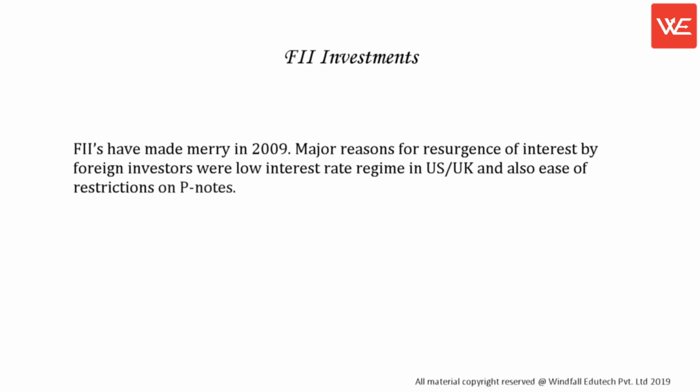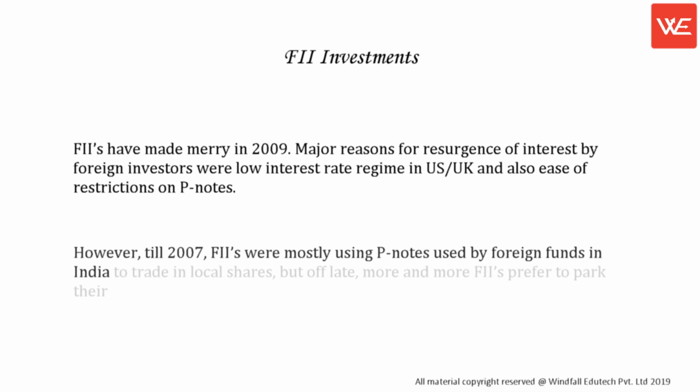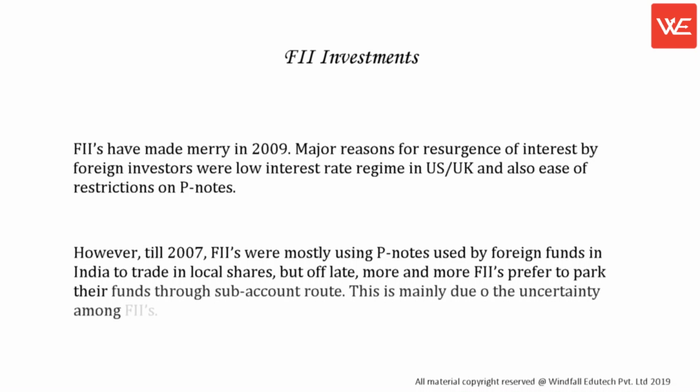Major reasons for the resurgence of interest by foreign investors were the low interest rate regime in the US and UK, and also the easing of restrictions on P-notes. However, till 2007, FIIs were mostly using P-notes used by foreign funds in India to trade in local shares, but of late, more and more FIIs prefer to park their funds through the sub-account route. This is mainly due to the uncertainty among FIIs.